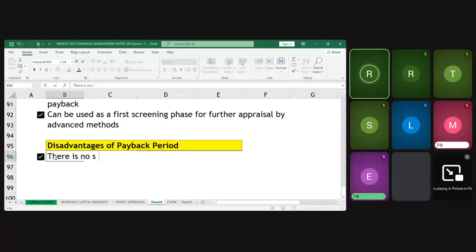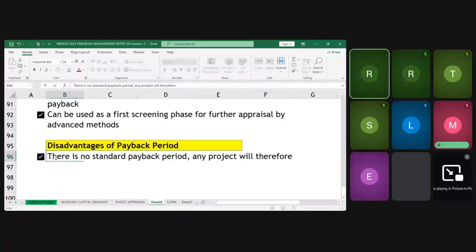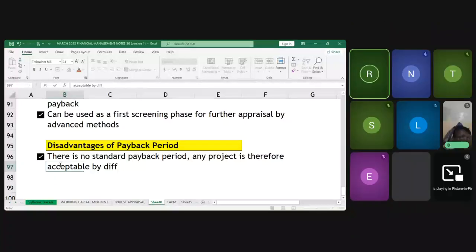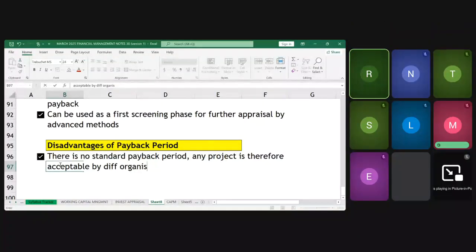There is no standard payback period. Any project is therefore acceptable by different organizations. So in order for you to accept a project, you set your own payback period. So company A says 5 years, company B says 3 years, company C says 7 years. You see that?